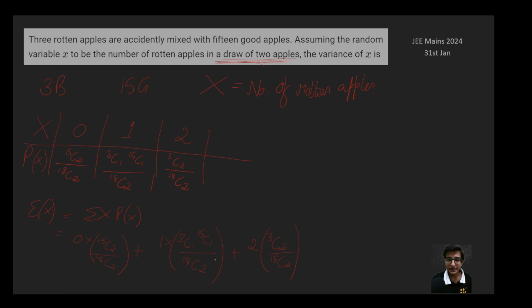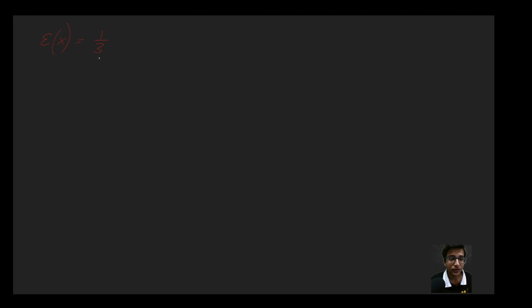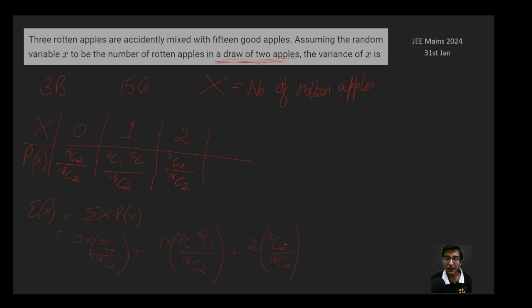18C2 can be taken as LCM. 18C2 is nothing but 9 into 17. So from there, again, calculating mean is very easy. This is just our PNC concepts that we are using. Or let me just show it to you. This is going to be 3 into 15 upon 18 into 17 by 2, plus 2 into 3 into 2 by 2 upon 18 into 17 by 2. So from here we can take LCM and calculate the entire answer.